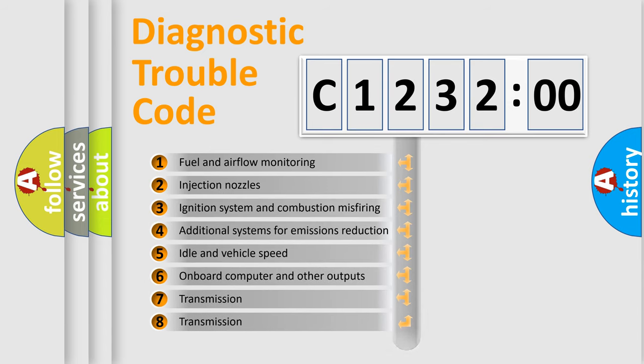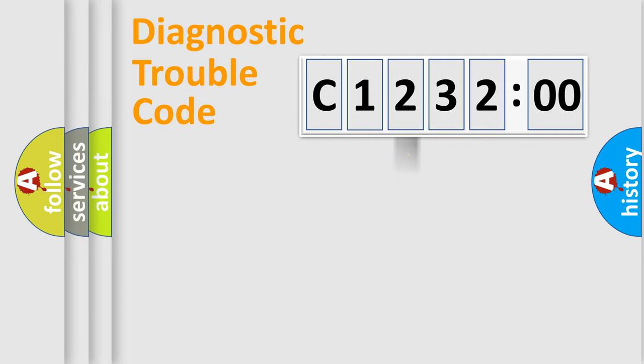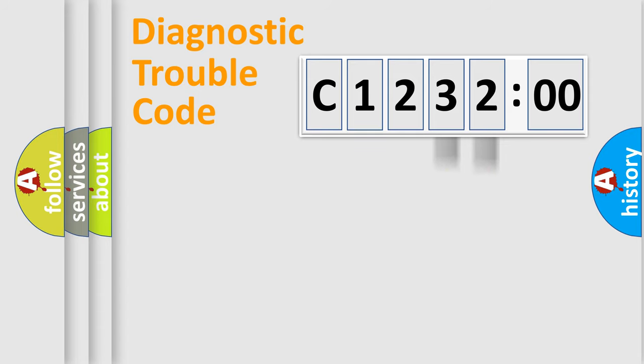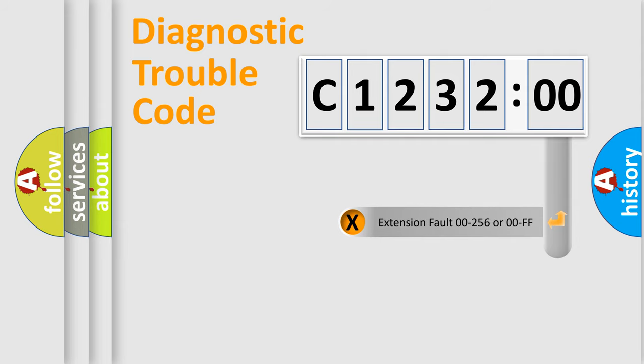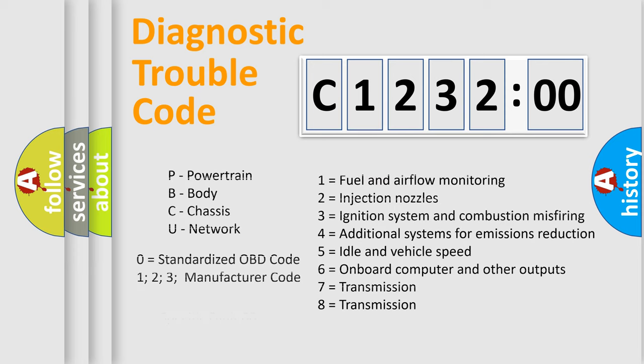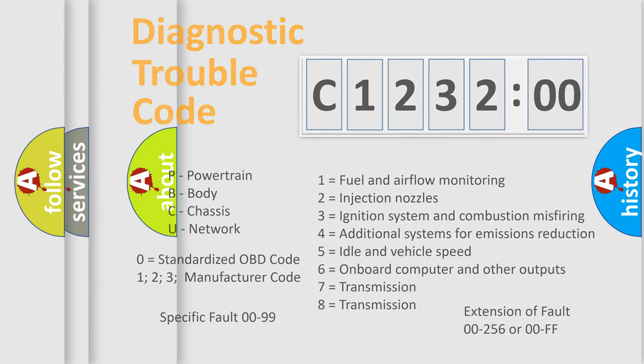In the case of numbers 1, 2, 3, it is a manufacturer-specific error. The third character specifies a subset of errors. The distribution shown is valid only for the standardized DTC code. Only the last two characters define the specific fault of the group. The add-on to the error code serves to specify the status in more detail, for example, a short to the ground. Let's not forget that such a division is valid only if the second character of the code is the number zero.